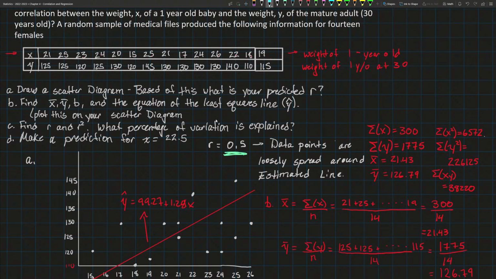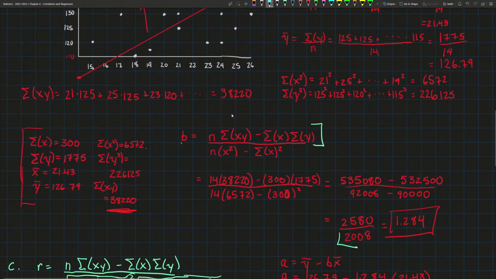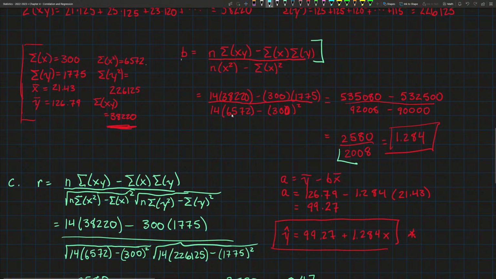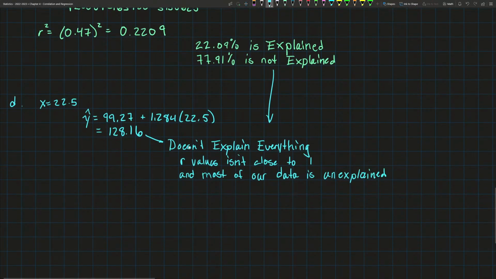So we're going to take data, make a scatter plot, make a prediction, then find the line of best fit, which is all this stuff in red. We're going to find our explained and unexplained parts, which is part C, finding R and R squared. And then we're going to make a prediction and explain how good that prediction is actually going to be. That's the entirety of that.